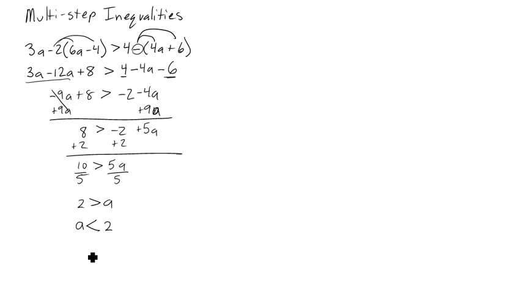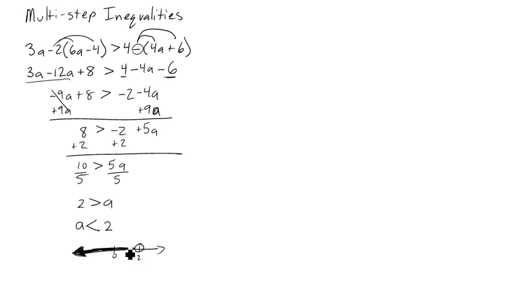All right, draw your number line. Here's my 0, here's my 2. A needs to not include 2, but then be everything less than 2. And there it is right there. All right, let's do another one since we got another minute or so.